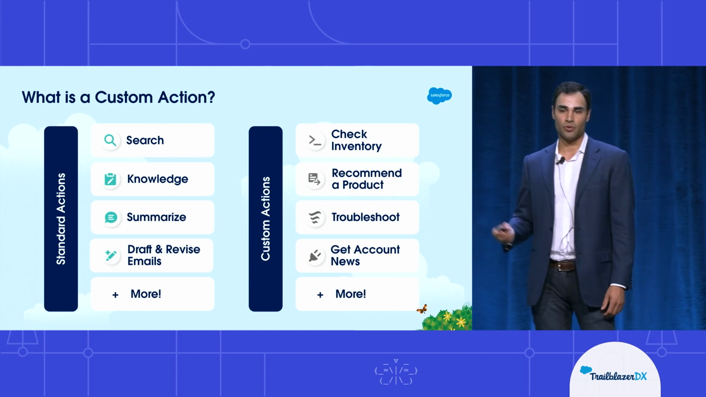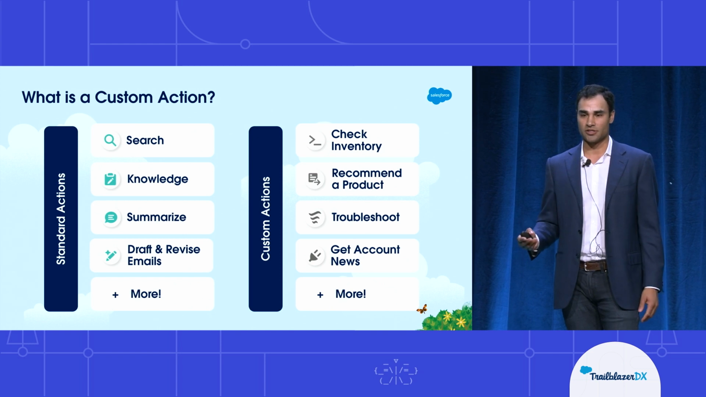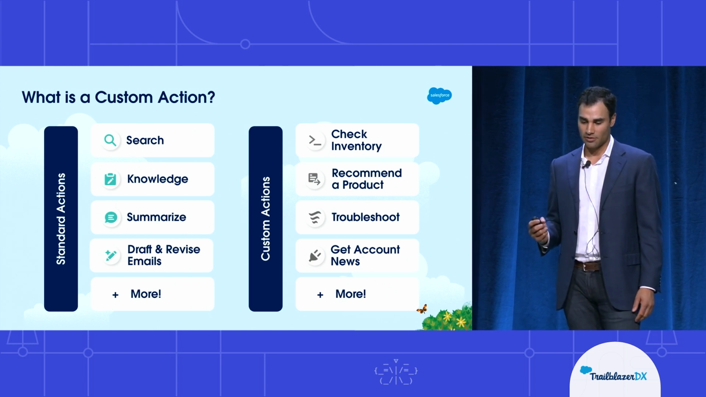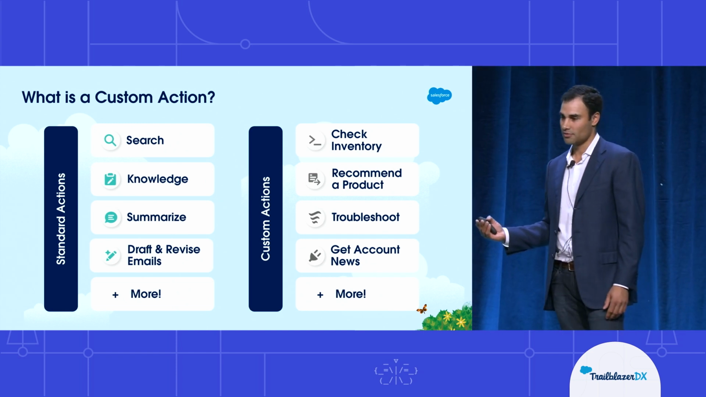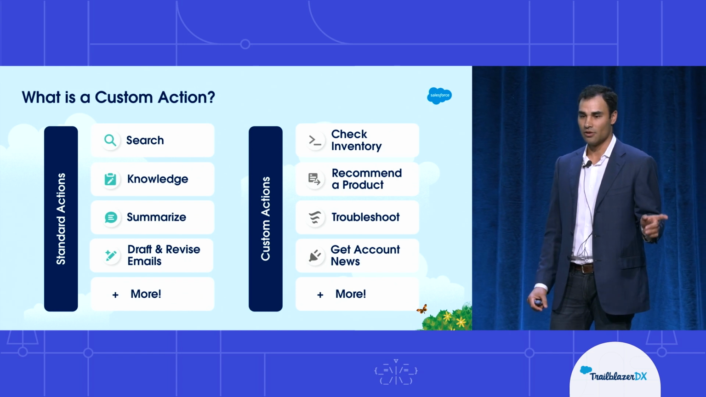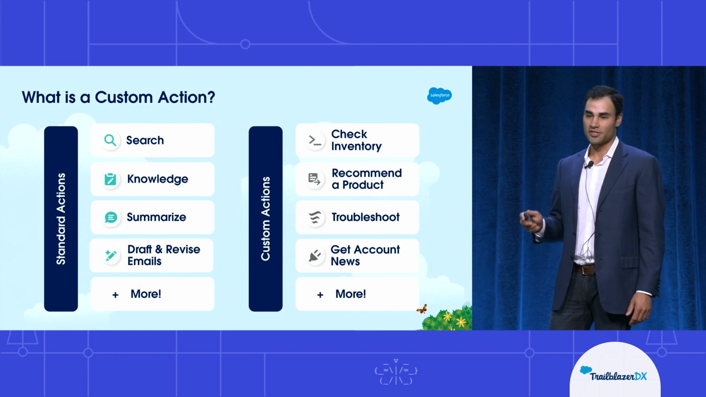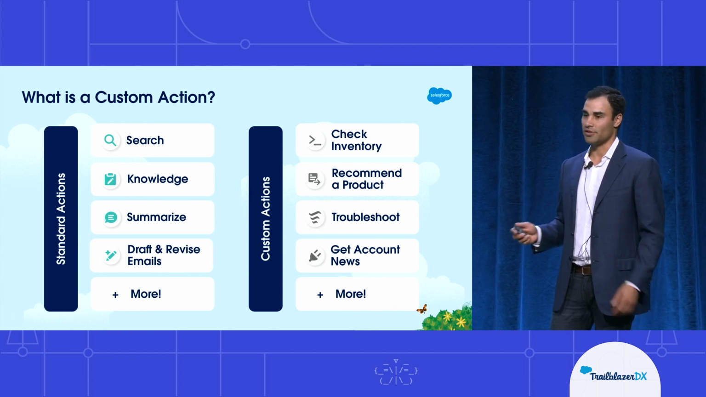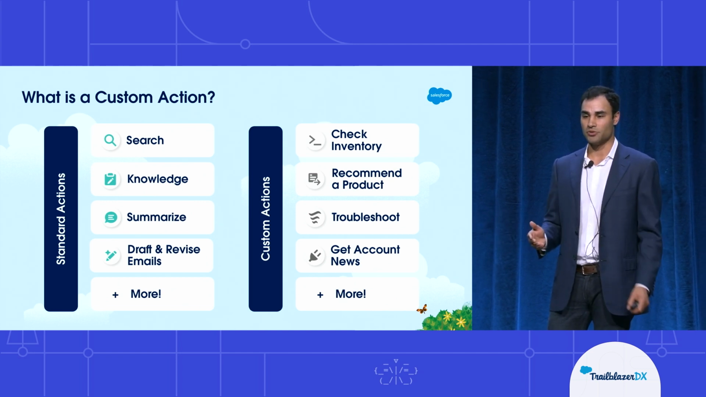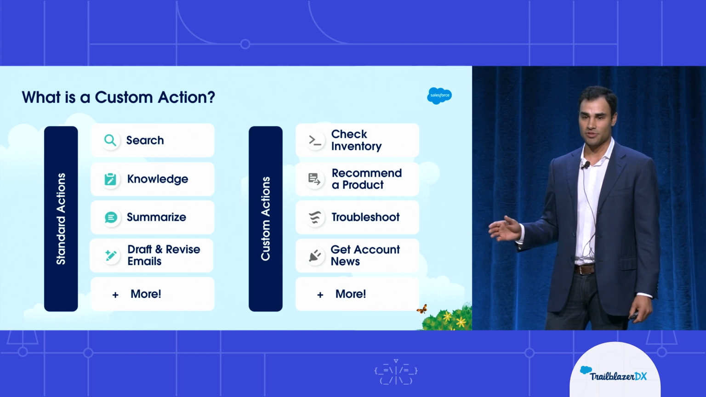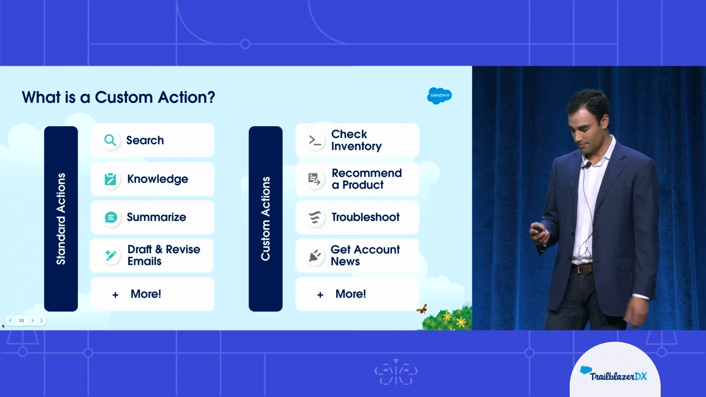Custom actions allow you all to teach Copilot new skills, skills that are specific to your industry, your business, your customers, and your data. You can tell Copilot to do things like check your inventory, recommend a product, troubleshoot a case, which we'll see in a second, or search the web for relevant news for accounts. With custom actions, Copilot has the ability to become the connective tissue between your systems and the universal interface for your users, so they can stop jumping between tabs, get the answers they need quickly, and get back to what matters, which is focusing on your customers.